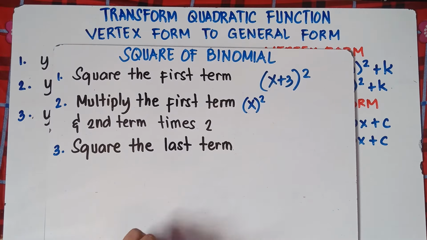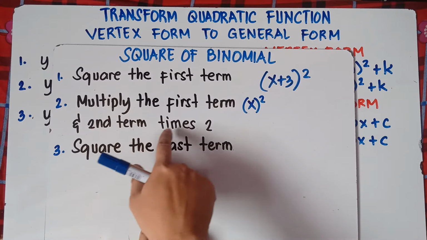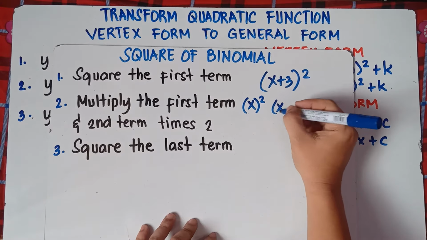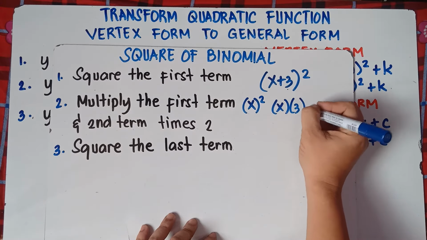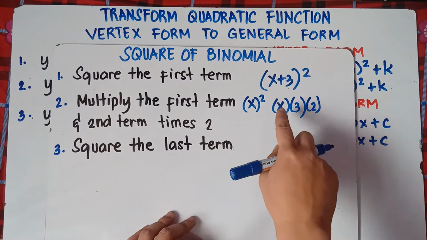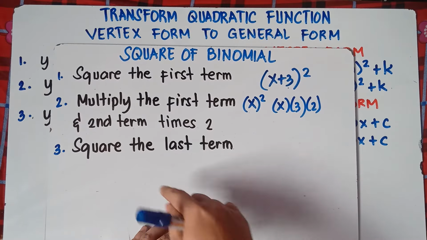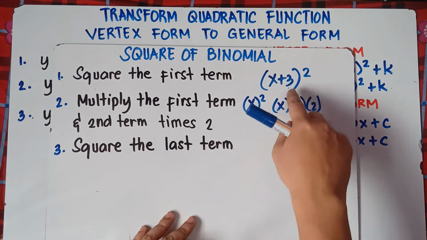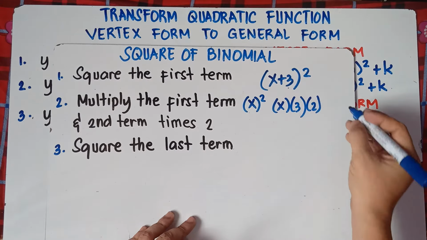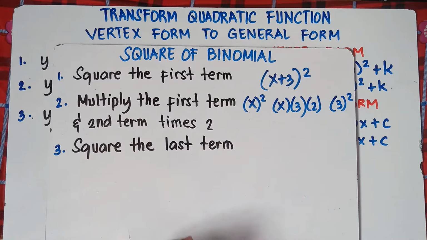Second procedure, you multiply the first term and second term times 2. So x times 3, then times 2. Then the last procedure, you square the last term. Our second term is 3, so you square it, that would be 3 squared. And then you simplify, class.